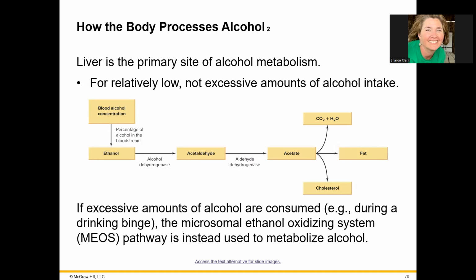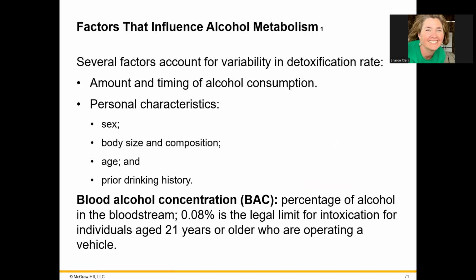And then somewhat absorbed in the small intestine. Okay. Most alcohol is absorbed in the small intestine after the liver gets done with the metabolism process. This is why you don't want to drink on an empty stomach. This is why drinking binges are not a good thing.